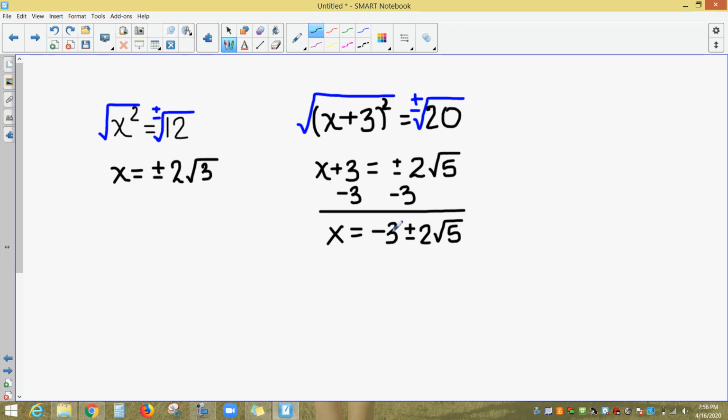Now 3 and 2 square root of 5 are not like terms, which means I can't combine them together into a single term. So this is the best I can do. If I in my calculator take negative 3 and add 2 times the square root of 5, that will be a solution to this equation. If I take negative 3 minus 2 times the square root of 5, that will be the other solution to this equation.